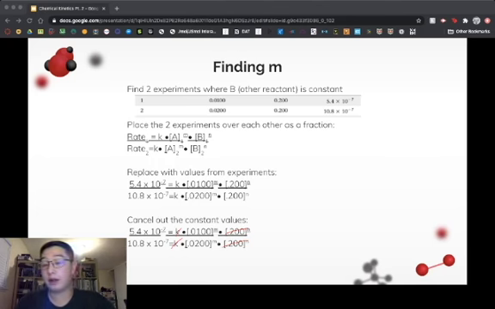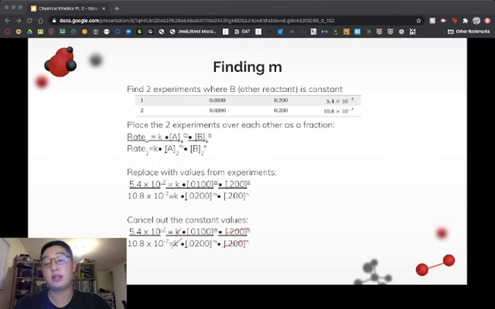So here you have the rate of the first experiment is equal to K times the whole rate law, and the same thing for the second reaction below. And then we can input the values from the experiments. In this case, you have 5.4 times 10 to the power of negative 7 is equal to K times the concentration of A, so 0.0100 moles per liter, to the power of M. We're going to leave those in there, and then 0.200 to the power of N. And that's for the first one, and then you're going to do the same thing for the second trial.